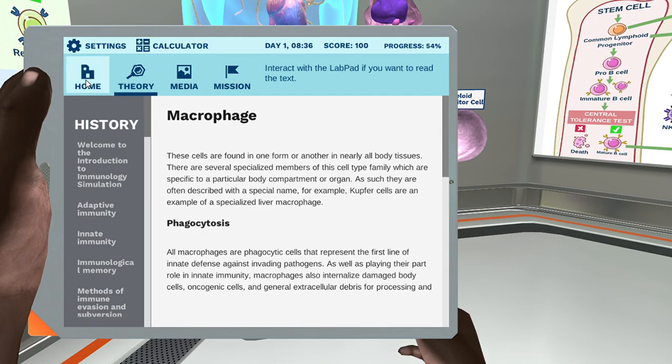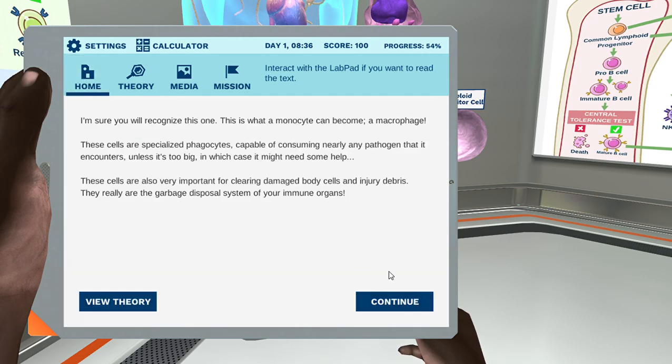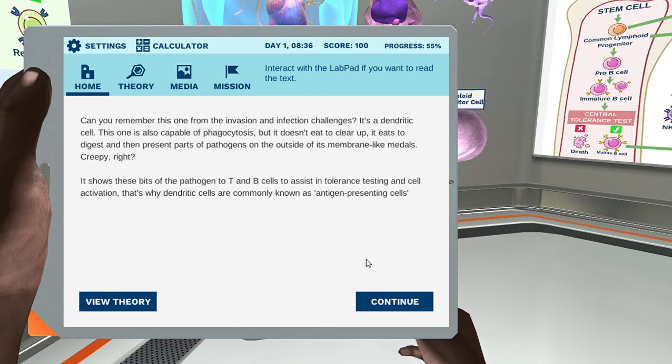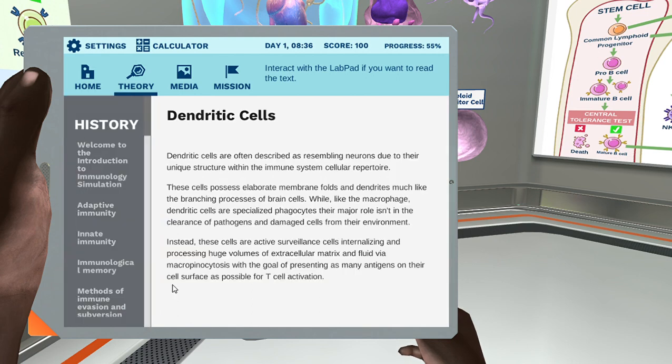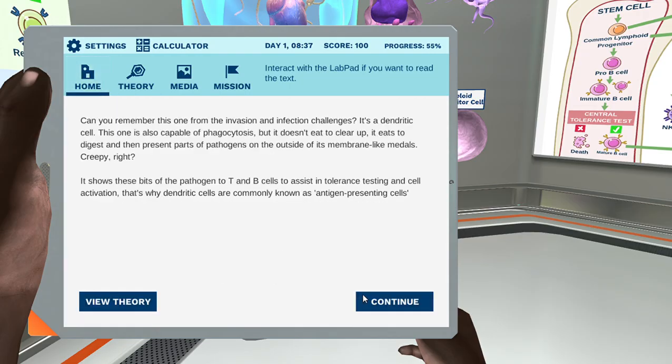These cells are specialized phagocytes, capable of consuming nearly any pathogen that they encounter, unless it's too big, in which case it might need some help. Can you remember this one from the invasion and infection challenges? It's a dendritic cell. This one is also capable of phagocytosis, but it doesn't eat to clear up. It eats to digest and then present parts of pathogens on the outside of its membrane.